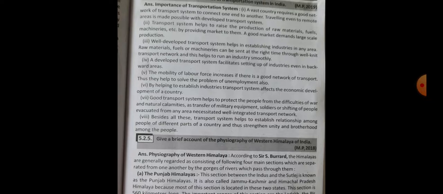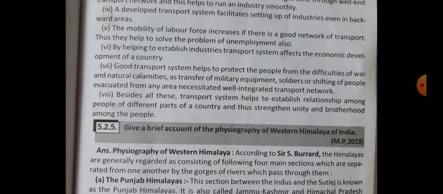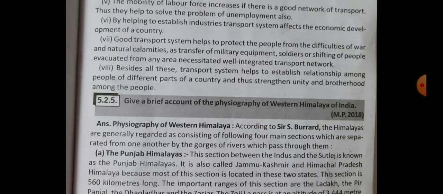Raw materials, fuel, or machineries can be sent at the right time through a well-knit transport network, and this helps to run an industry smoothly. A developed transport system facilitates setting up of industries even in backward areas. The mobility of labor force increases if there is a good network of transport. Thus, it helps to solve the problem of unemployment also. By helping to establish industries, transport system affects the economic development of the country.